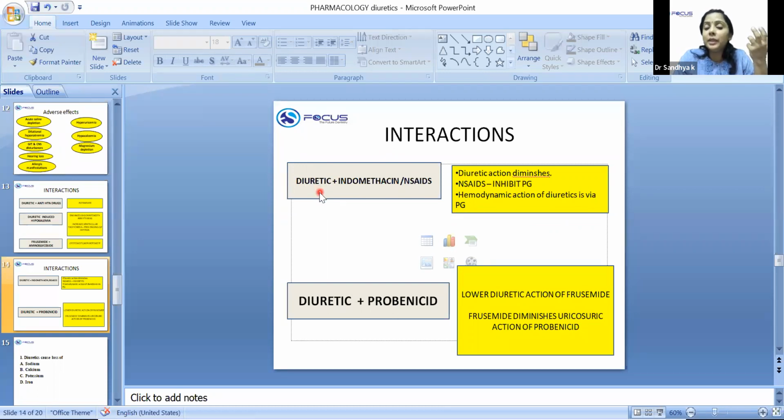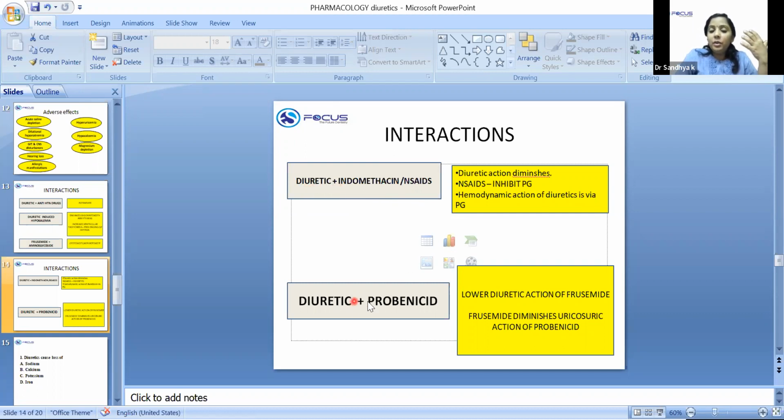Patient will have edema. Proper fluid won't be removed. The necessary fluid won't be removed from the body, and patient will have edema. So never combine diuretic with NSAIDs. Sorry, never give NSAIDs to a patient who is on diuretics.